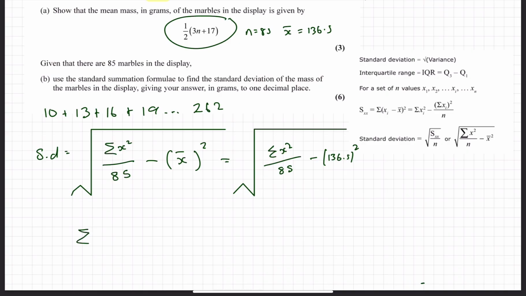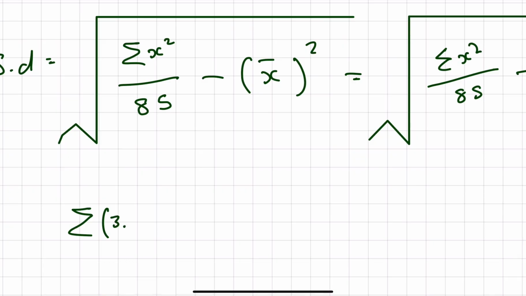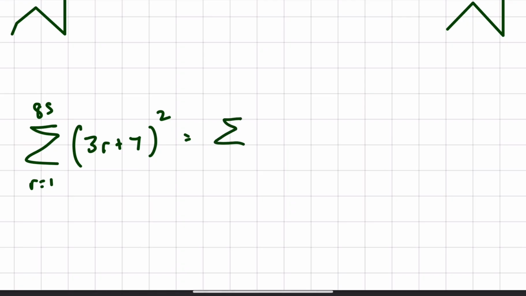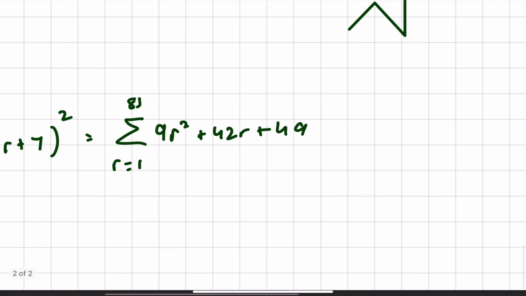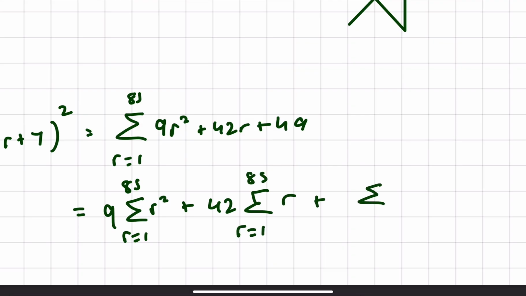So now we need to work out this bit here. Well, the sum of every number is 3r plus 7, squared, and we want to go from 1 to 85. So we're going to focus on this bit here. So it's the sum of r from 1 to 85, and we're doing 9r squared plus 42r plus 49. There we are. So it equals 9 times the sum of r squared, plus 42 times the sum of r, plus the sum of 49, 85 times.